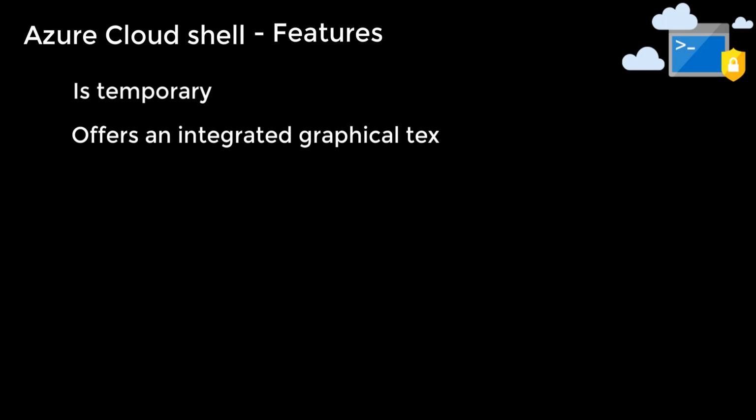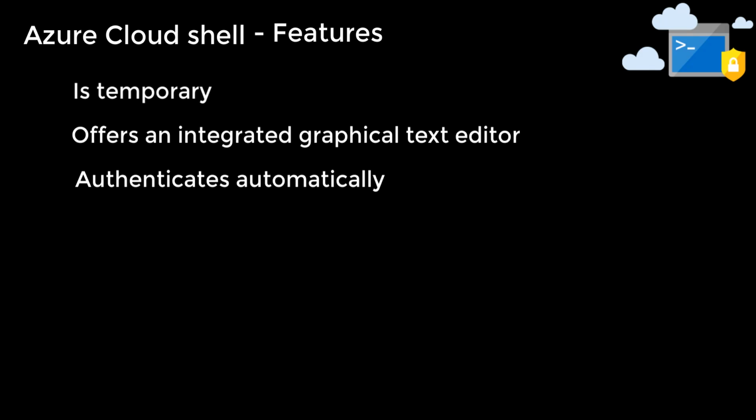Cloud Shell is temporary and requires a new or existing Azure file share to be mounted. It offers an integrated graphical text editor based on the open source Monaco editor. You do not have to authenticate yourself again and again every time you launch Cloud Shell because it authenticates automatically for instant access to your resources.